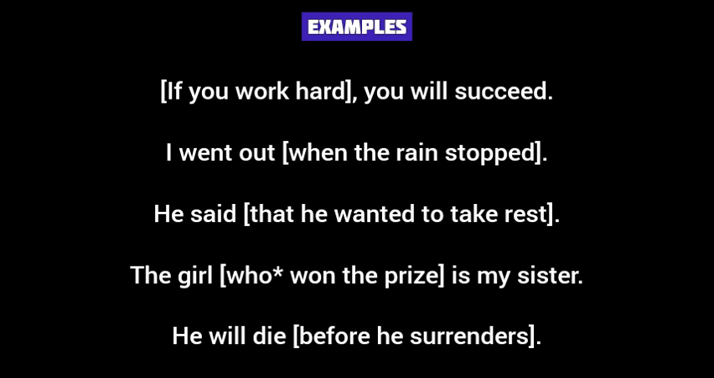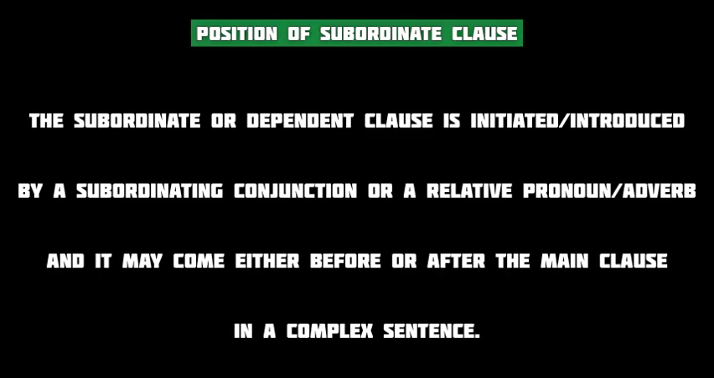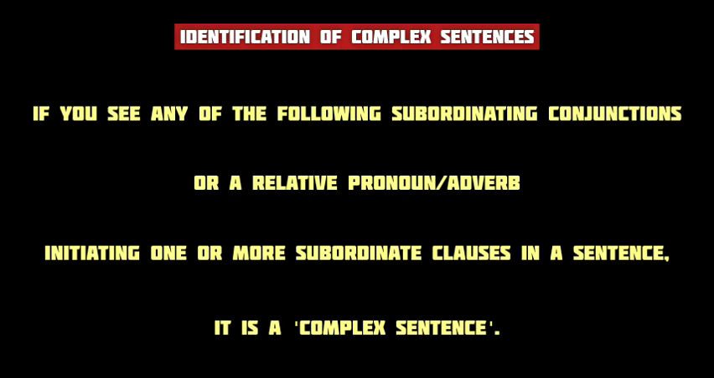It is extremely important to note, as you can see in all these examples, that in a complex sentence, the subordinate clause may come either before or after the main clause. I mean, the subordinate clause may come at the beginning or in the middle of the sentence, but it always starts with a subordinating conjunction or a relative pronoun or a relative adverb. So now the question arises: how do you identify a complex sentence in English grammar?